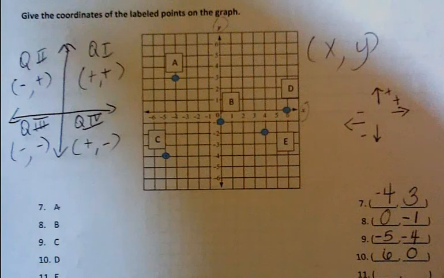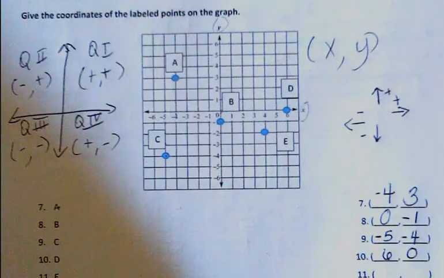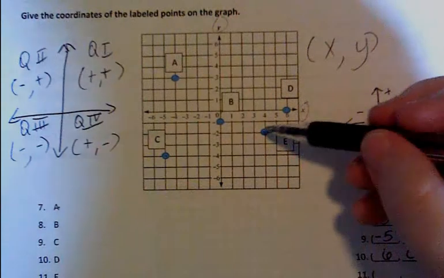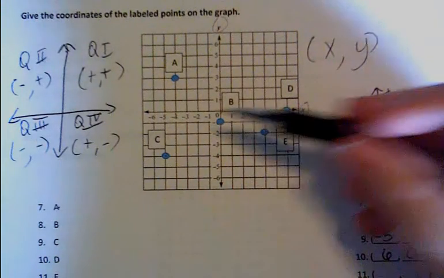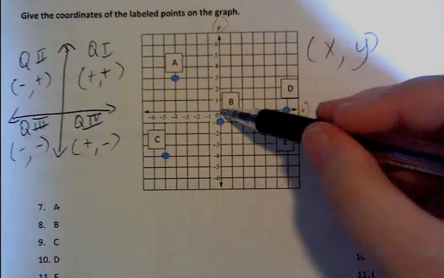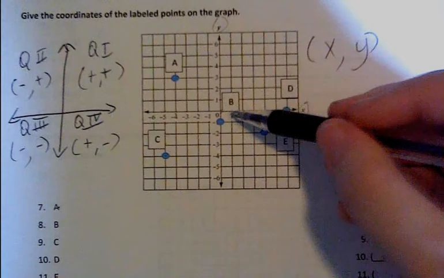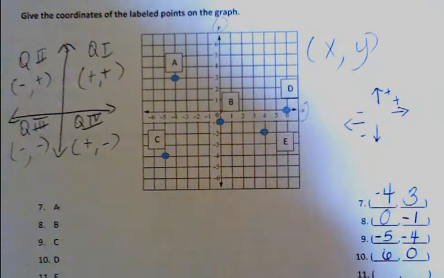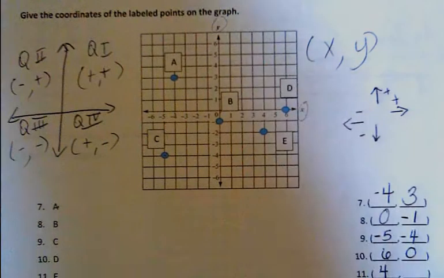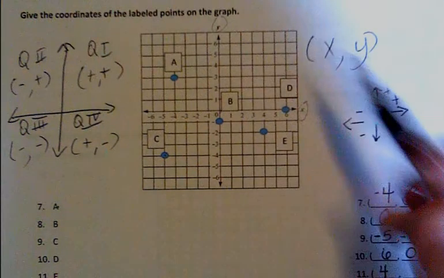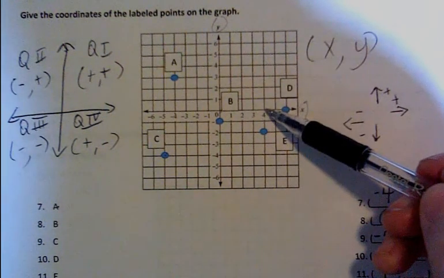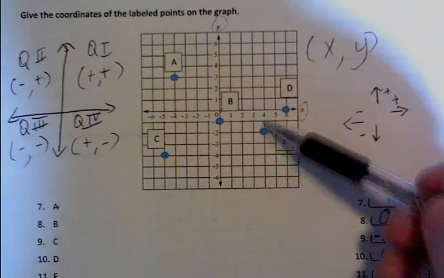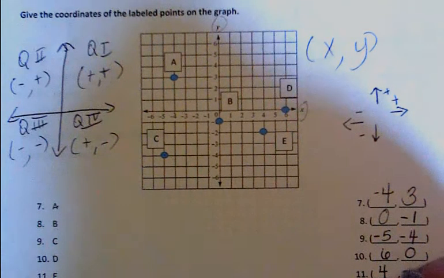And then finally for number 11, I've got E. E is right here. So remember, you go in your x-axis first. So I've got 1, 2, 3, 4. It's in a positive direction, so I go 4 to the right. And then to go to my E, I'm going to go down, so that would be 1, 2. So that would be a negative 2 since I went down.